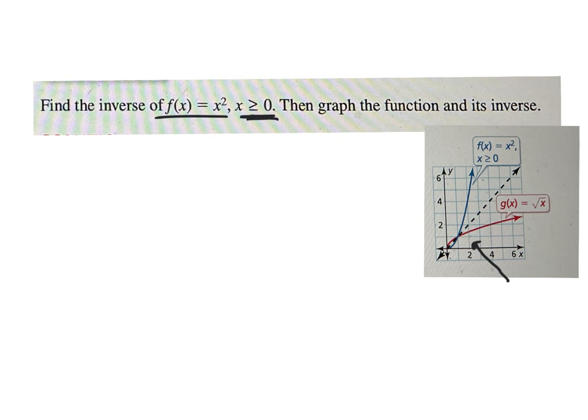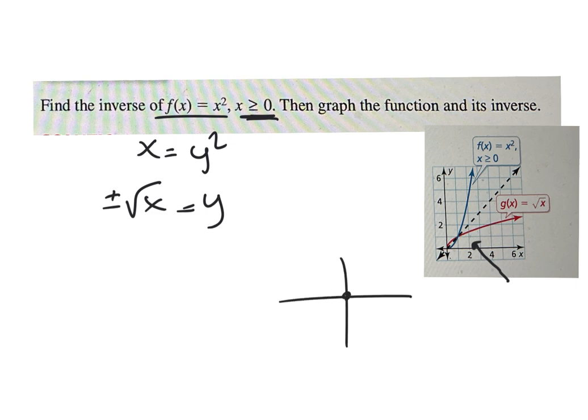To find the inverse, I'm going to switch the x and the y. Remember, you have to get the y by itself, which means I'm going to take the square root. When you take a square root, you're supposed to go plus or minus here. But if you did plus or minus square root, it would not be a function, because if you were to graph it, like when you graph square root of x, you know what this looks like.